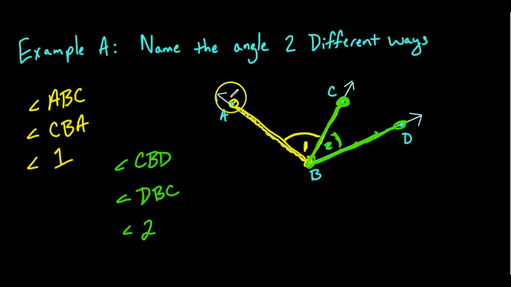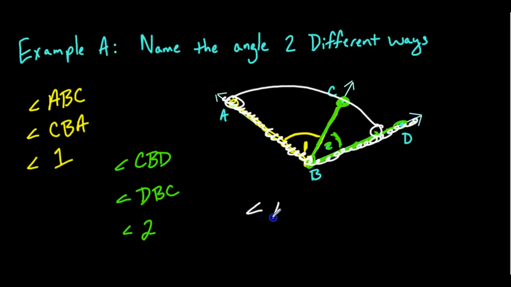Now there's a third one we have to name. If we went from A all the way over to D, it's that big angle. We go from A down to B, so ray BA and ray BD make up another angle. We're going to call that one angle ABD, or angle DBA if we went the other way, starting at D to B to A.